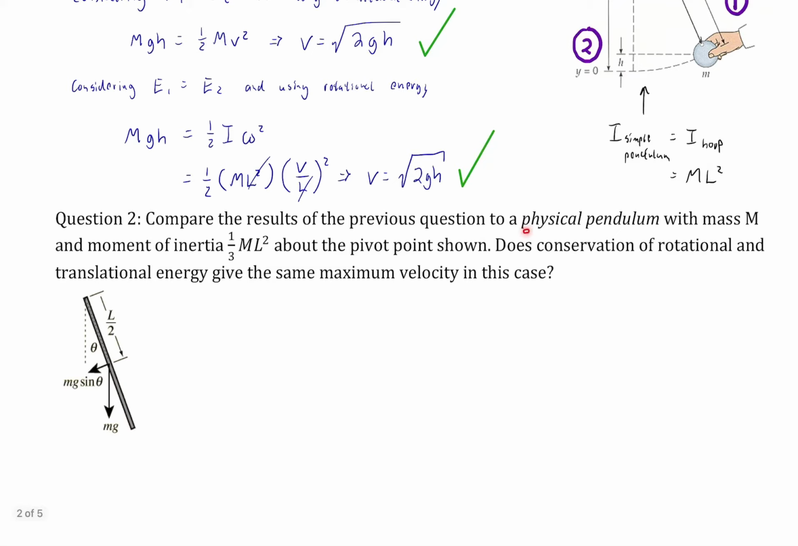And so that's what we're doing in this so-called physical pendulum, all right? So the idea here is it has mass m. It has a moment of inertia of 1/3 ml squared. Well, where does that come from?